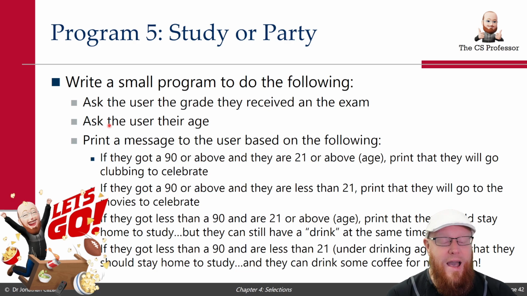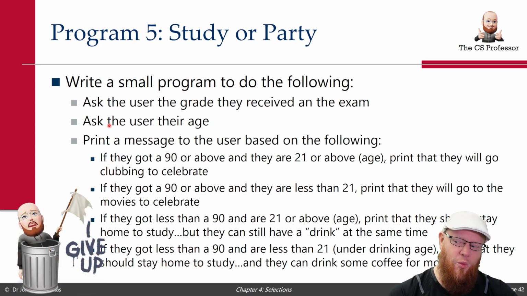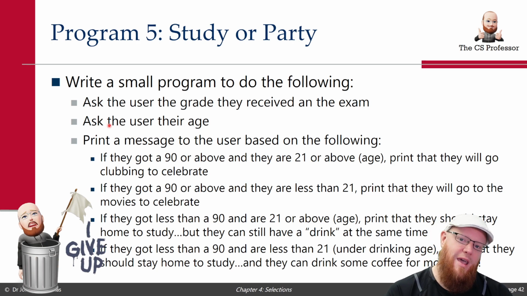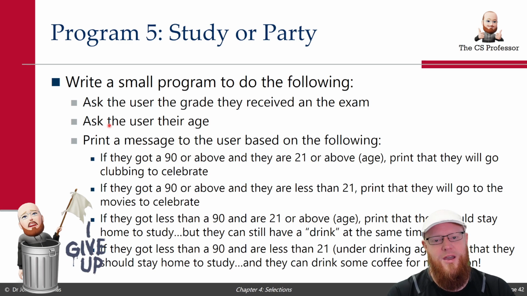But if they got less than a 90, then we don't want them to give up and be too sad. So we ask them their age and we say, hey, you got to go study. You can't go out and party, but enjoy a beverage of your choice if you're over 21.